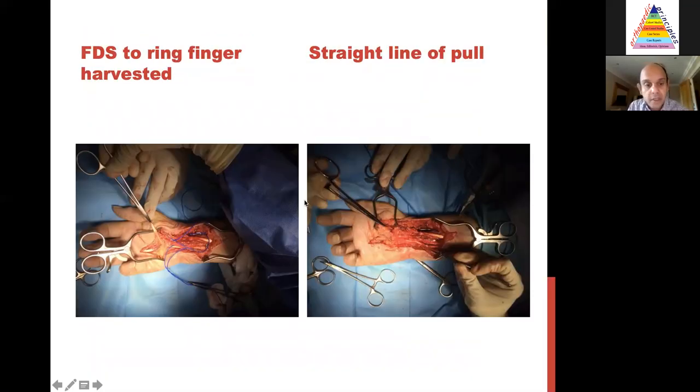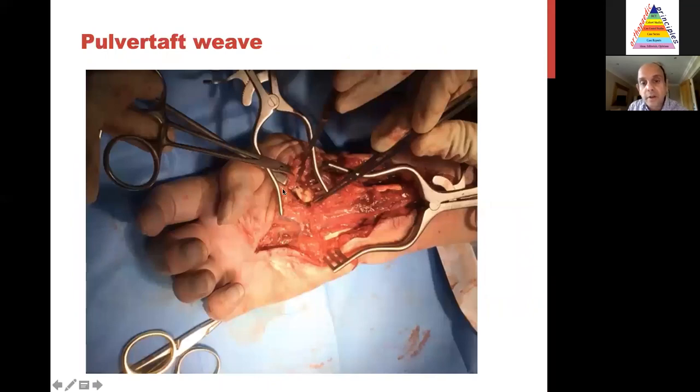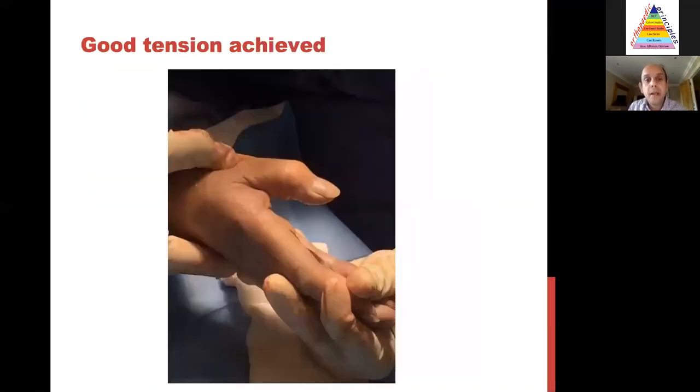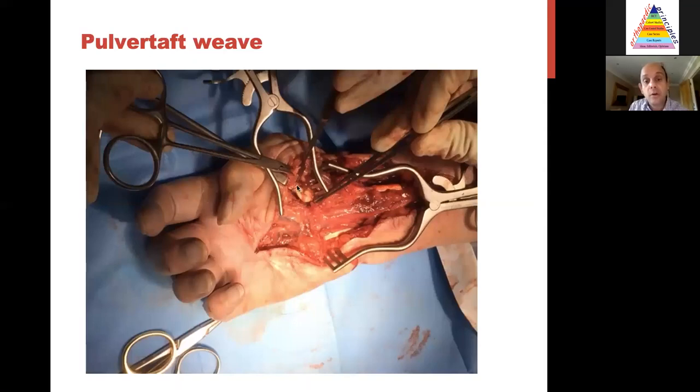So we saw the ruptured end of FPL there, and I've done 3 or 4 weaves, and you can see this looks quite bulky. So that's a Pulvertaft weave, and that's my FDS tendon now. So see the straight line of pull basically. And another thing we were talking about, if I may bring your attention to the point here about the tension. Here I'm not touching the thumb, but if you see after the weave, the thumb is fully flexed at IPJ and even flexed at MCPJ.